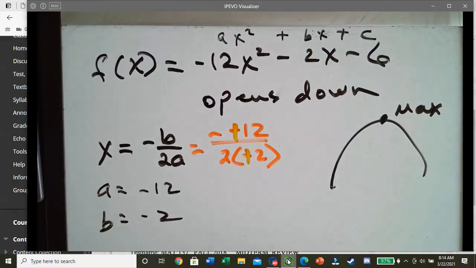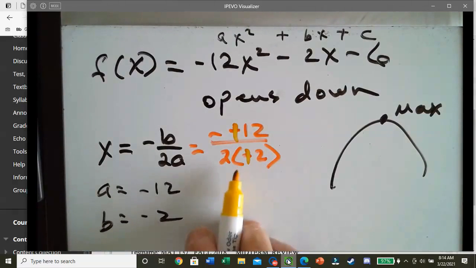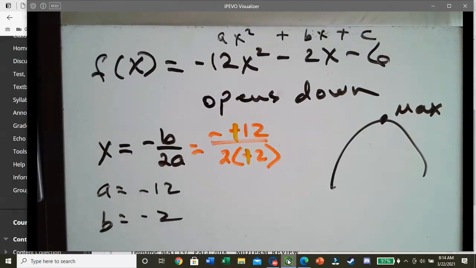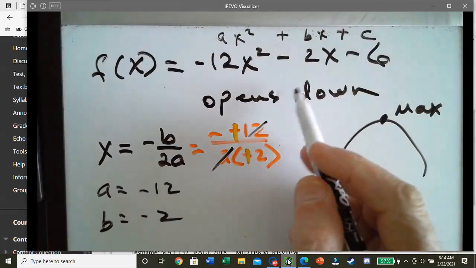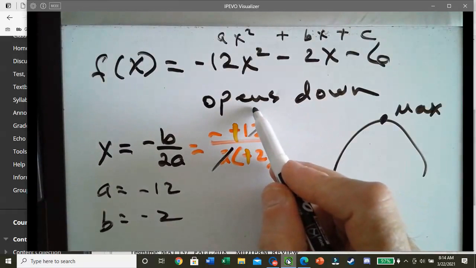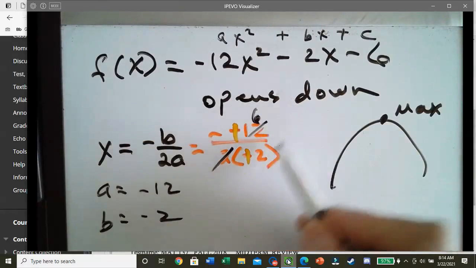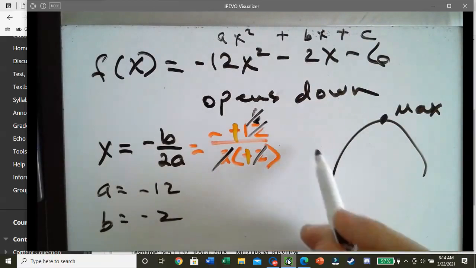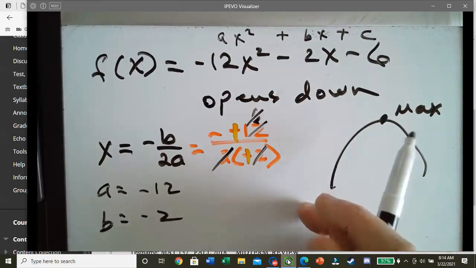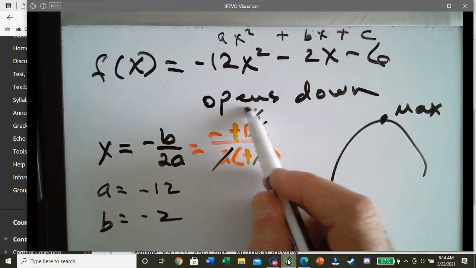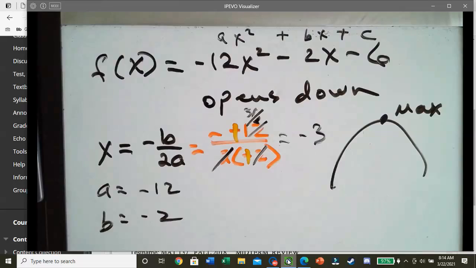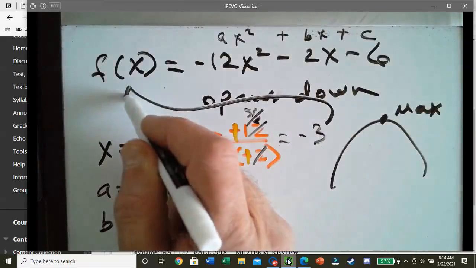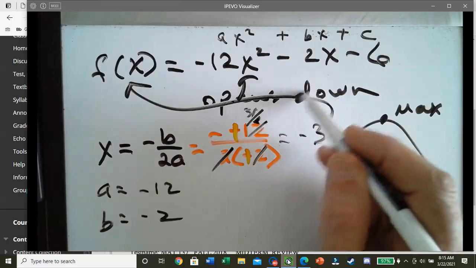So we're going to end up with a negative, right? And I like to cancel when the numbers are small. So we can cancel 2 into 12, and that's 6. And then we can cancel 2 into 6, and that's what? You get negative 3. Now what do we do? Plug it back in.